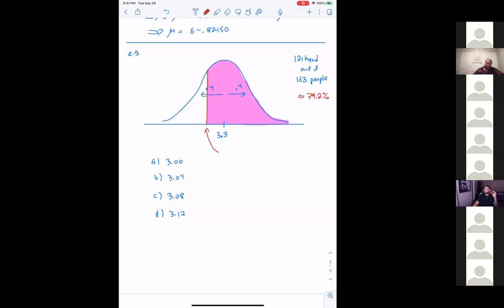And when I put 74.2% into the calculator with a mean of 3.3 and a deviation of 0.4, what number pops out? Again, this is a pure calculator problem. You can't do this by hand. You can approximate it by hand, but you can't do it by hand. 3.04. And that's your answer. 3.04 would then be the cutoff of the top 74.2% from everyone else.